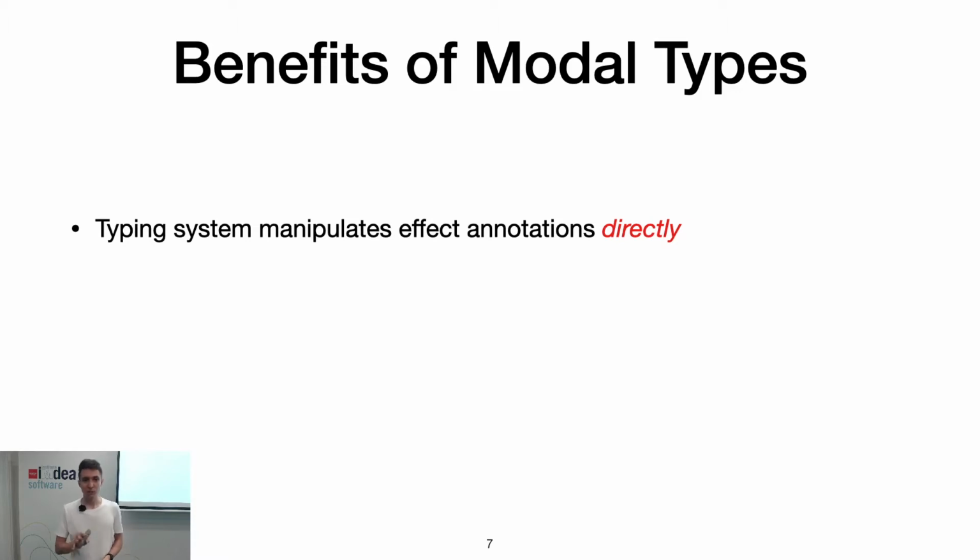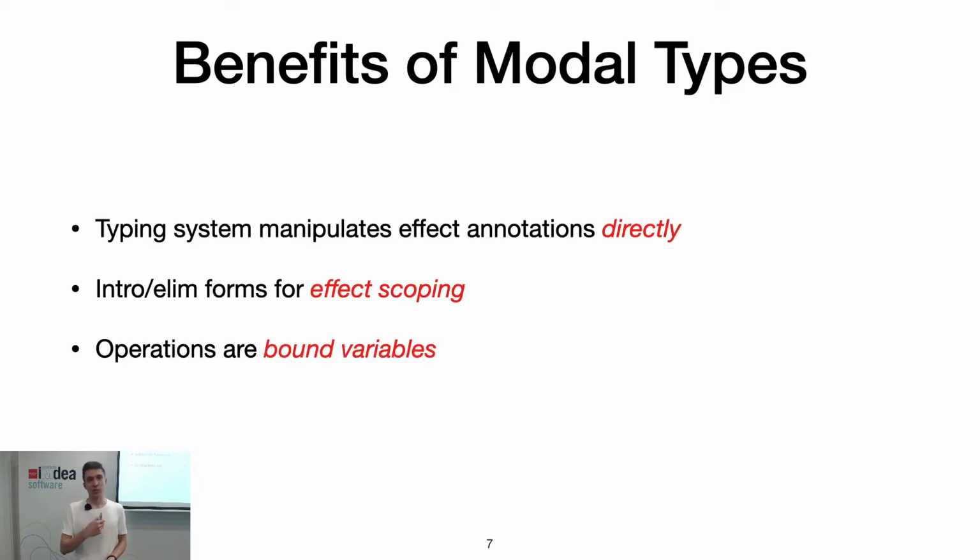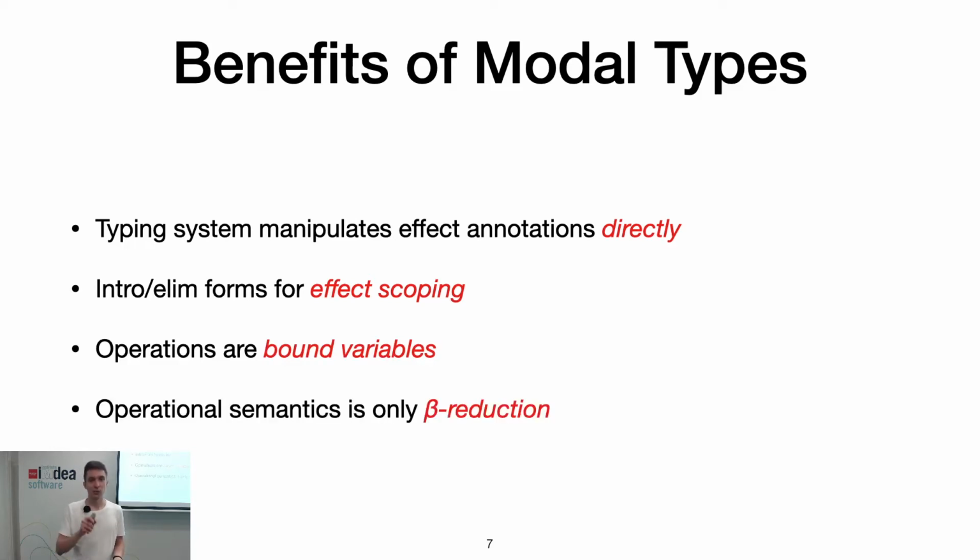First of all, our typing system starts to manipulate effect annotations directly, with introduction and elimination forms for effect scoping. Our operations become just bound variables in terms, and we can, for example, alpha rename them. And moreover, our operational semantics becomes super simple. Instead of many rules defining how handlers act on your computations, we have just one, but I will show you.